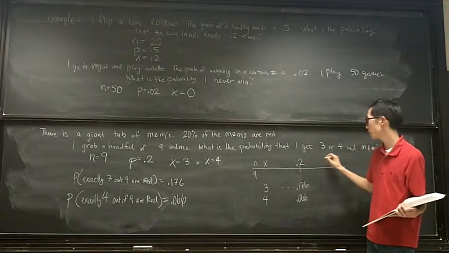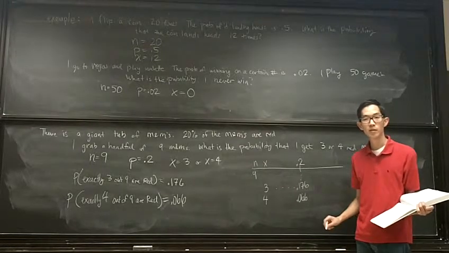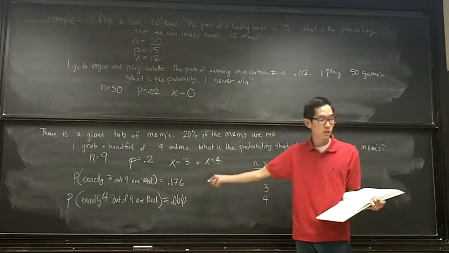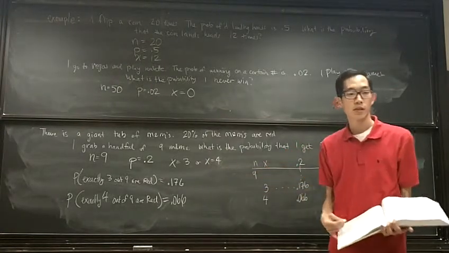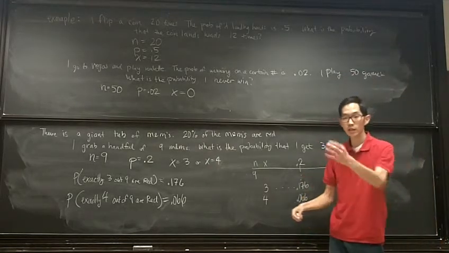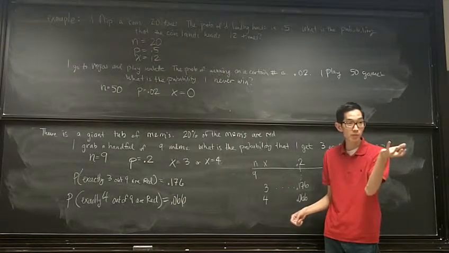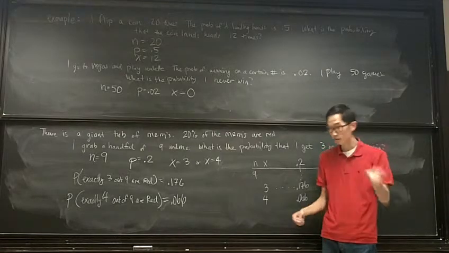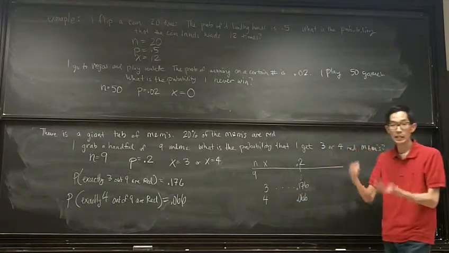Alright, so what's the probability that I get 3 or 4 red M&Ms? We have to add them. Add, subtract, what do I do? I add them together. Why? Because you said or. They're mutually exclusive, right? If I grab a handful of 9 M&Ms, I cannot have 3 red M&Ms at the same time I have 4 red M&Ms. I'm either going to have 3, or I'm going to have 4, or I'm going to have some other number. They're mutually exclusive, so I just add them, okay?